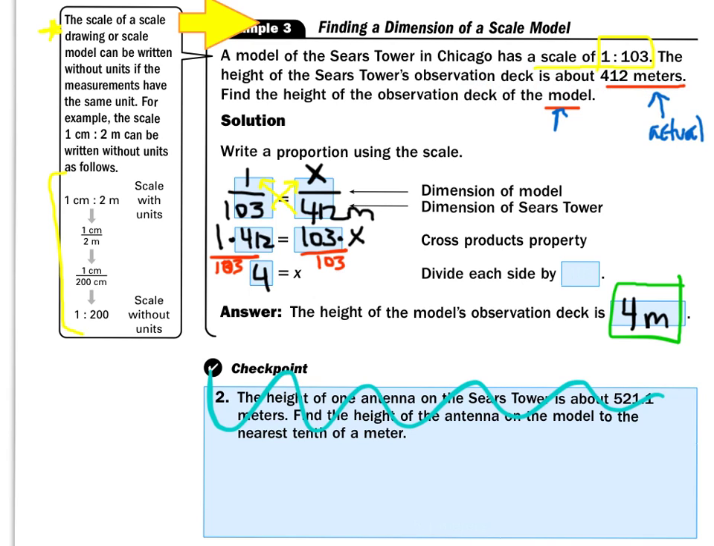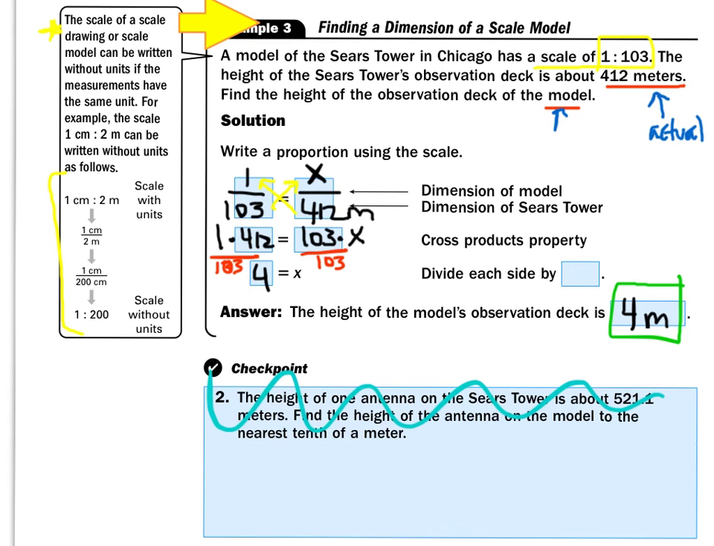Now 412 meters is a lot, so that has to be the actual height. That's real life. They want us to find the height of the observation deck of the model. And so first we set up a proportion using the scale. So take a look. I set 1 over 103 because that was my scale, equals, and then since I'm trying to find the model, the x goes on top, and the real life, 412 meters, goes on the bottom.